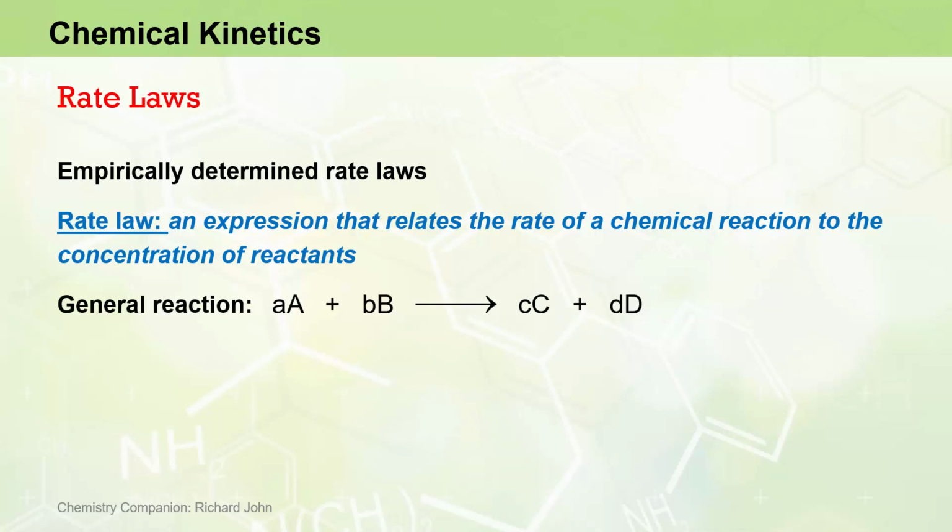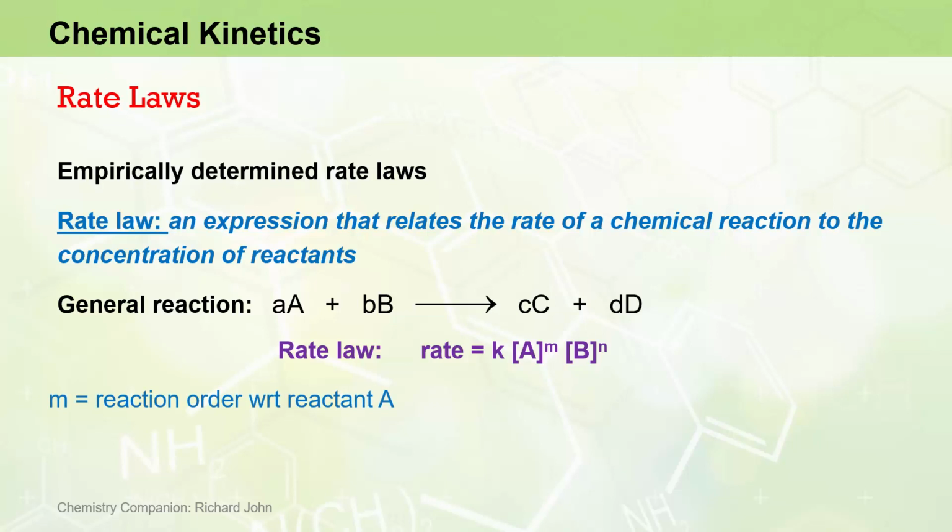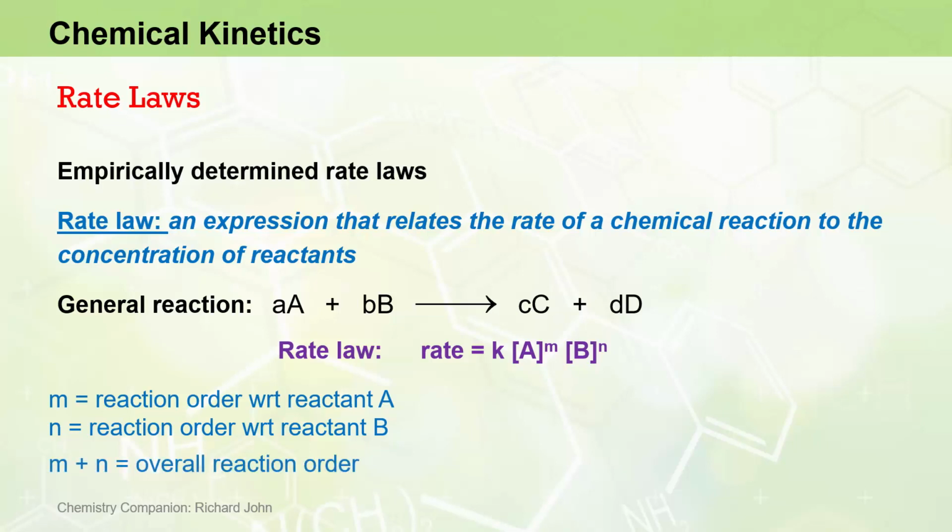For a general reaction of the form aA plus bB going to cC plus dD, where the lowercase letters represent the stoichiometric coefficients, the rate law will take the form of rate equals k times the concentration of A raised to the power m times the concentration of B raised to the power n, where the exponent m is referred to as the reaction order with respect to reactant A, and the exponent n is termed the reaction order with respect to reactant B. The overall reaction order is given by the sum of the individual reaction orders, m plus n.